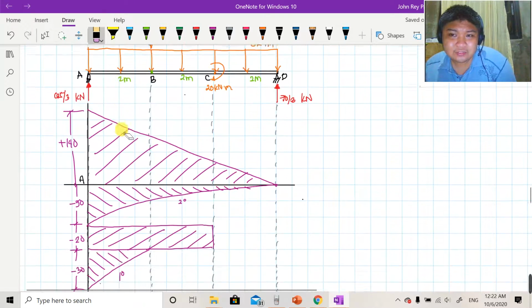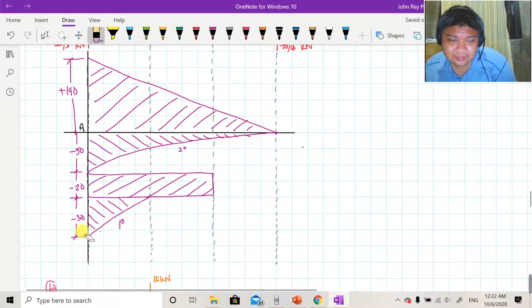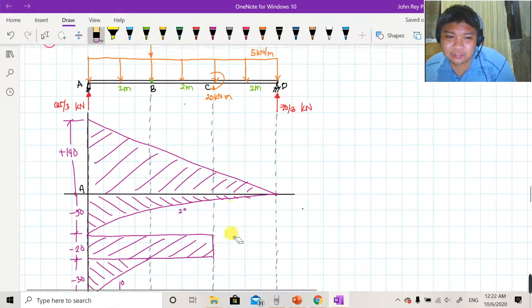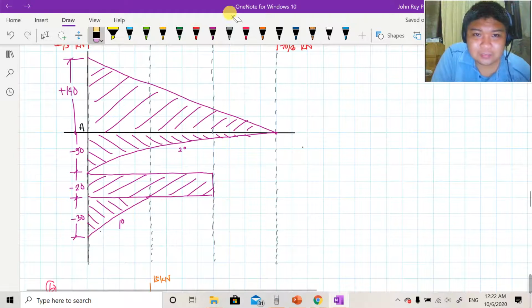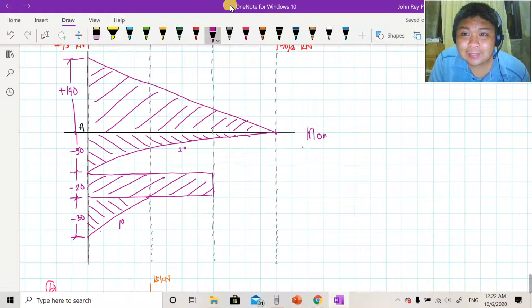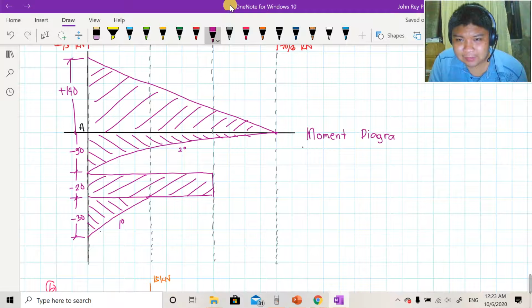So, 15 times 2, 3, 30, ito siya, first degree. And lastly, yung reaction na 70 over 3. Multiplied mo ng 6, magiging positive 140. Okay? So, this will be the moment diagram. Uulitin ko, moment diagram pa rin to, class. Okay? Kaya lang, by parts lang.